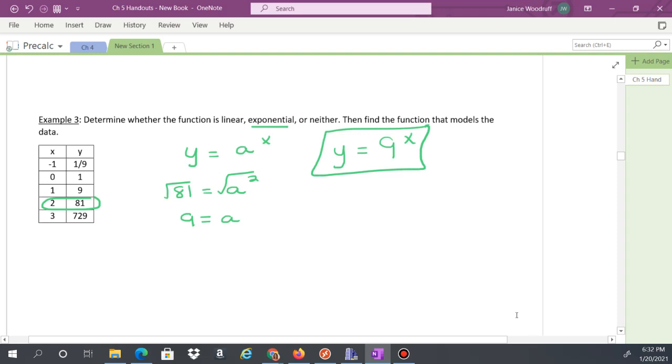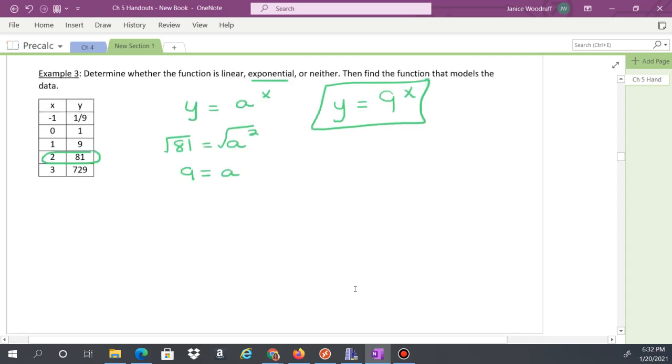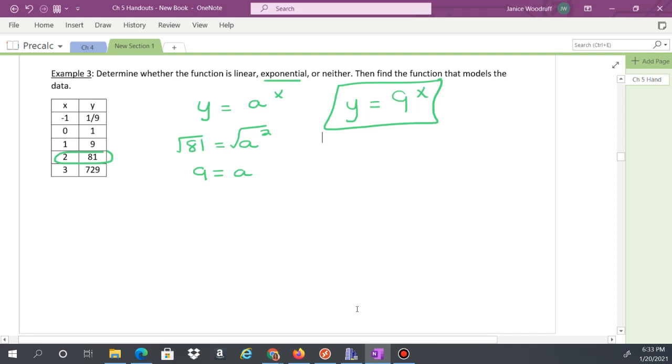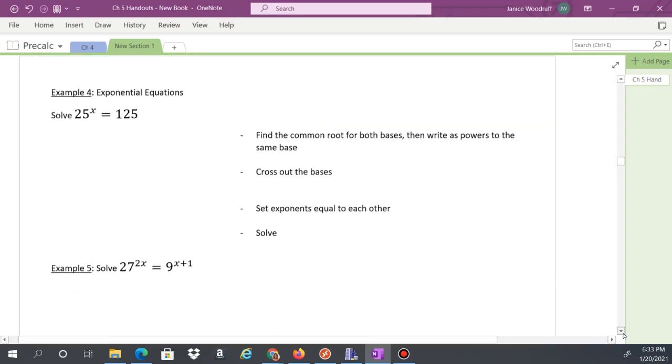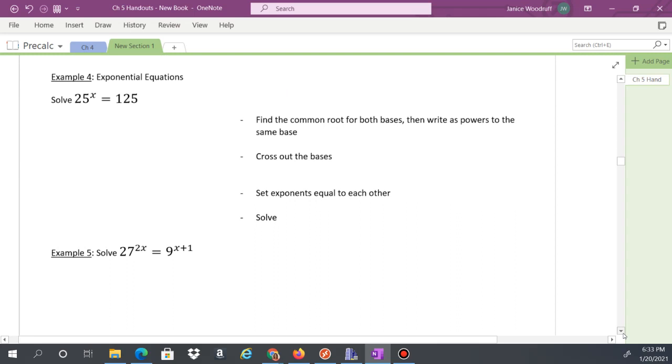So that's just a little bit about graphing. We're not going to be super concerned with graphing. I want to be doing more of the equations, solving these equations here. So solving exponential equations, we're going to get to here.